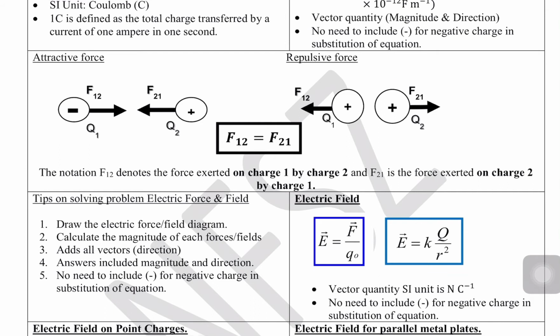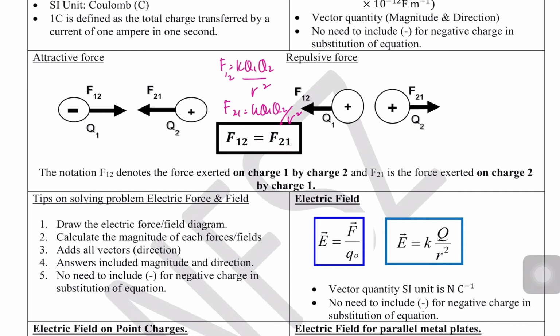So F12 sama dengan F21 means that they are equal in magnitude. Sebab kalau kita kira, F equal to K Q1 Q2 over R square. Magnitude Q1 sama, Q2 sama, distance akan sama. Means that kalau kita kira F12, pun kita akan Q1, Q2, F21 pun masih lagi sama, R square. So, value dia masih lagi sama. Sebab tu saya boleh kata magnitude of F12 akan sama dengan F21.